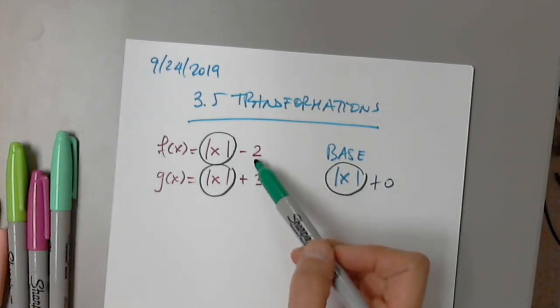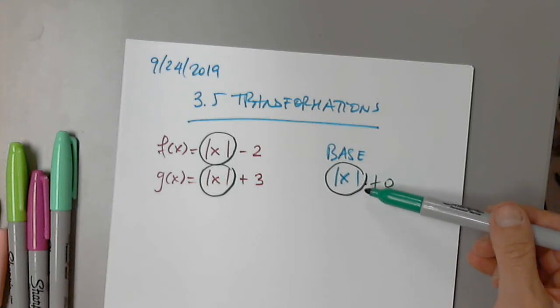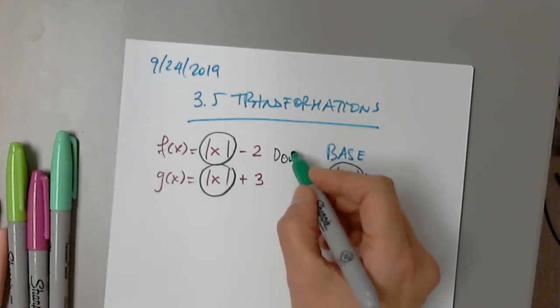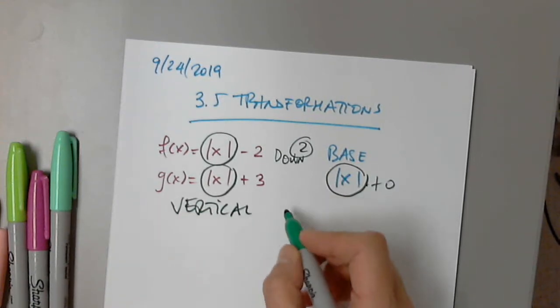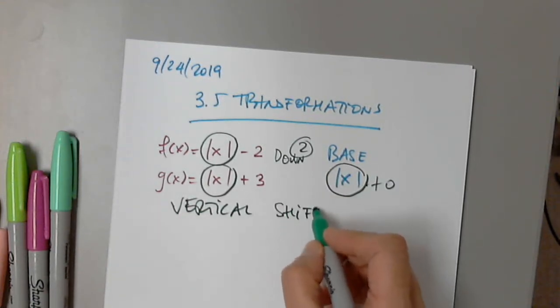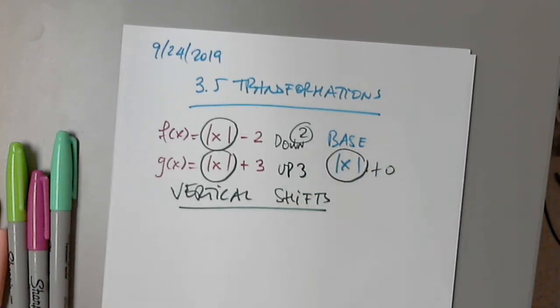So what this means, obviously, is we are shifting this graph where? Right. So this is down 2. Both are vertical shifts. One is down 2 and the other one is up 3. This is how you know whether it's a transformation on x or on y.